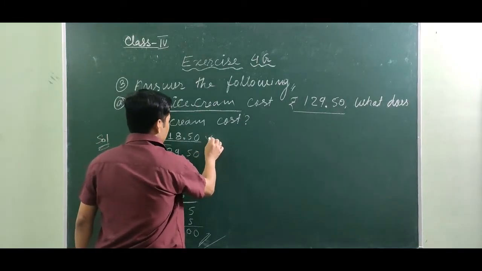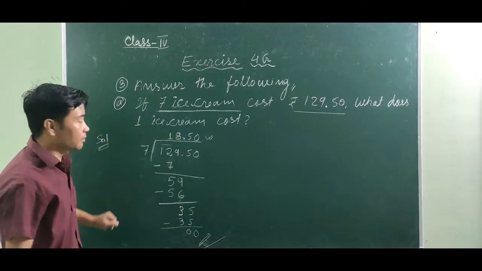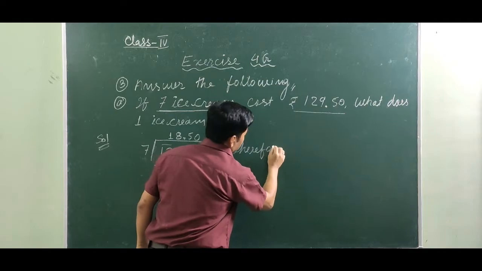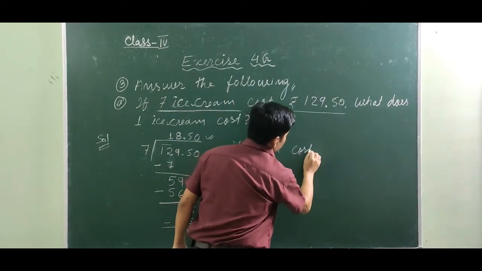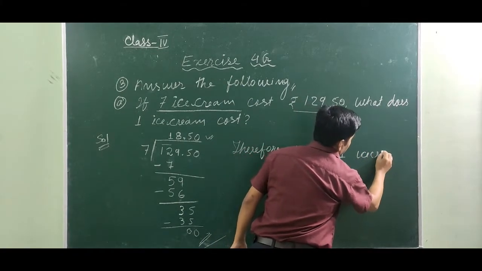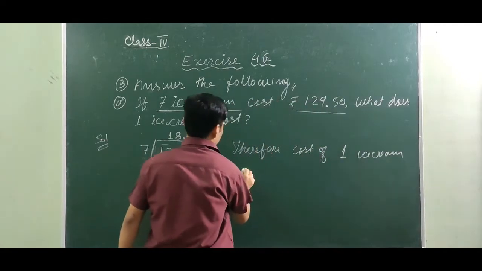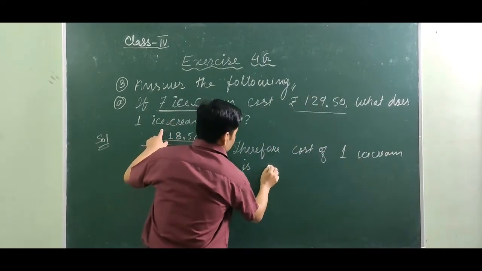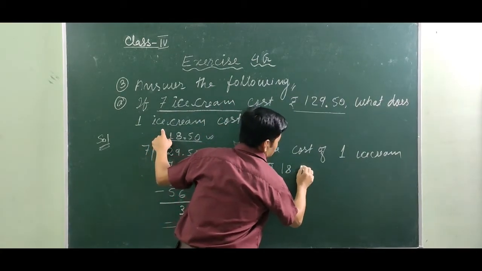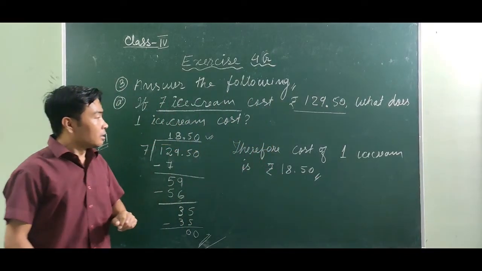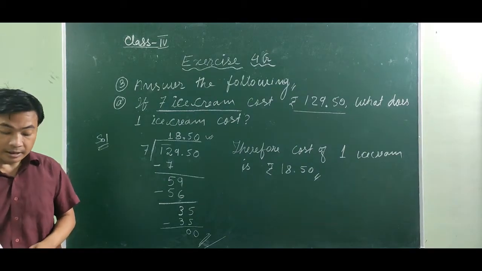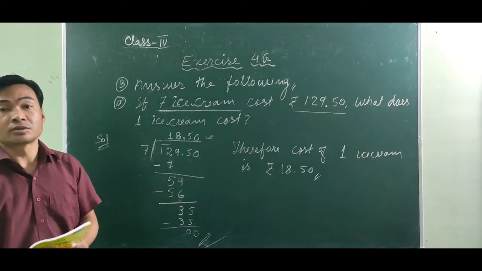Now we have got the cost of one ice cream. Therefore, the cost of one ice cream is how much? Rupees 18.50. Now it is very easy. One has been solved for you, and B, C, the rest of these two you solve at home.